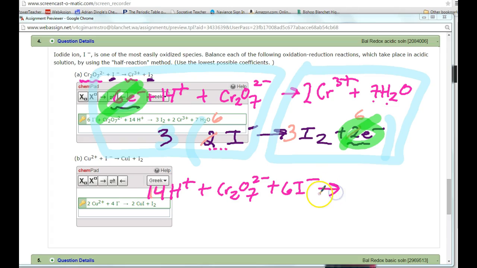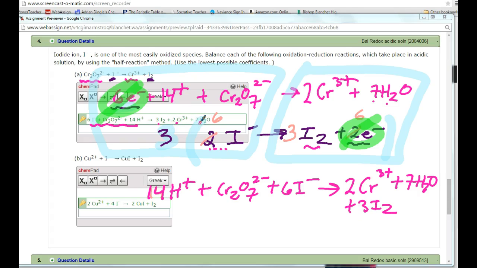Now notice I don't have it in the same order they have it in. It doesn't matter the order as long as it's on the proper side of the arrow. Yields 2 Cr3 plus, 7 waters, plus 3 I2s. Let's check. I got the 3 I2s, 3 I2s, 2 Crs, 7 of those, and it's balanced.